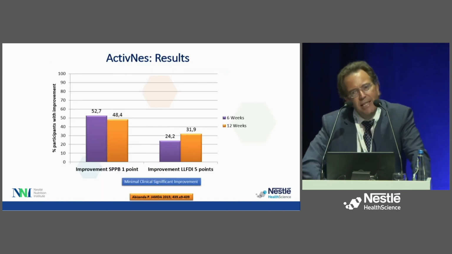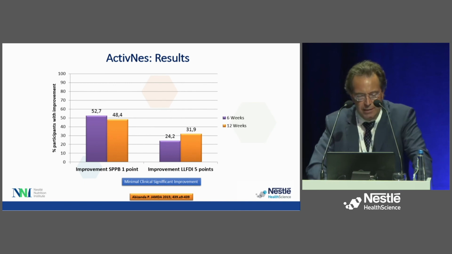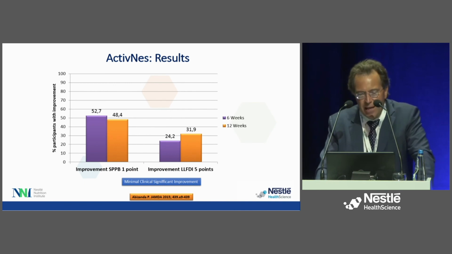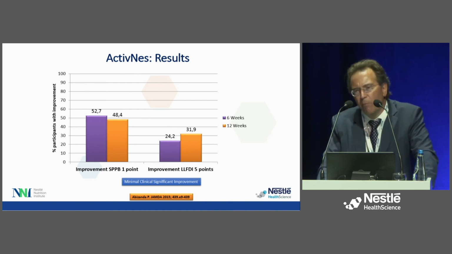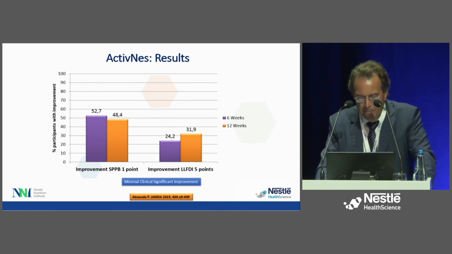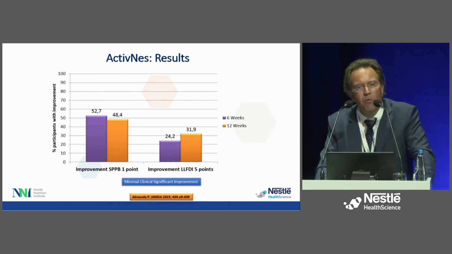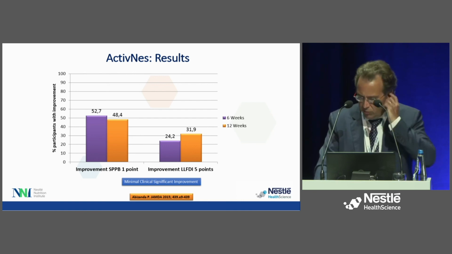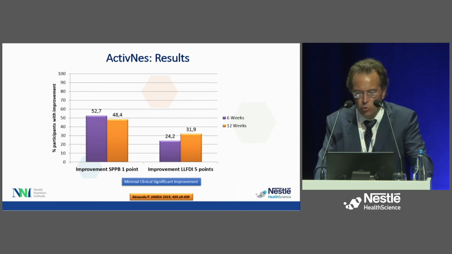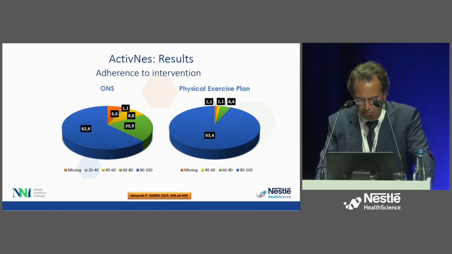And what we could see, the main results of the study, are that at least half of the population we included improved 1 point in the SPPB, that is the minimal clinically significant improvement. And also a third of our population had an improvement in the LLFDI, a questionnaire of physical function. And this was true at 6 weeks and also at 12 weeks after the intervention.